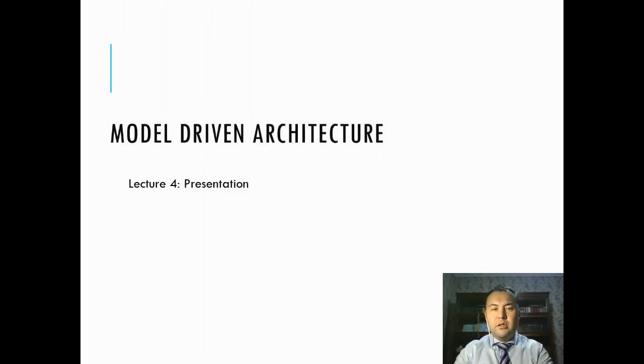Dear students, welcome to our next lesson on model-driven software engineering. This is lesson 4. The topic of our today's lecture is model-driven architecture.